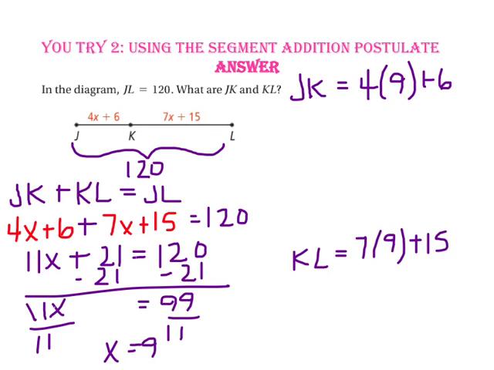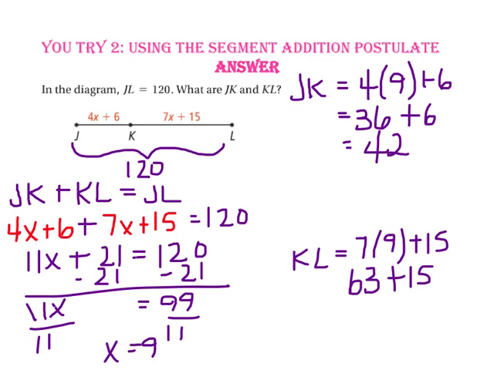The length of segment JK is 4 times 9, or 36, plus 6. 36 plus 6 is 42. So JK's length is 42 units. The length of segment KL is 7 times 9, or 63, plus 15. 63 plus 15 is 78. To make sure that we are correct, we know that 42 plus 78 should equal 120. Since it does, we are correct.